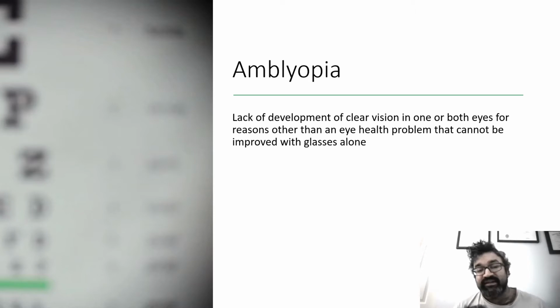So amblyopia: lack of development of clear vision in one or both eyes for reasons other than an eye health problem, that cannot be improved with glasses alone. A lot of times we use the term lazy eye in a very general context, but the reality is amblyopia is lack of development of clear vision in one or both eyes. It doesn't necessarily have to be from a lazy eye.